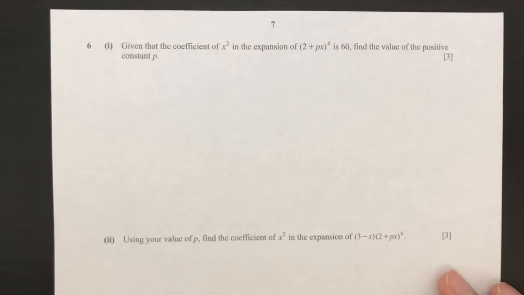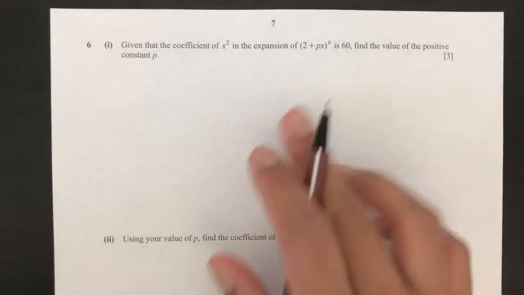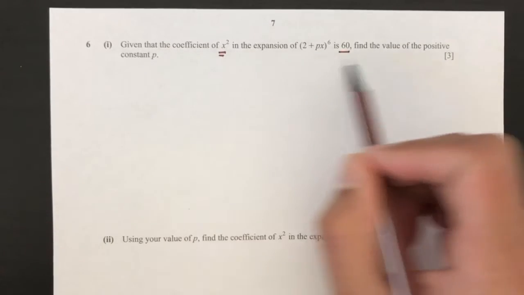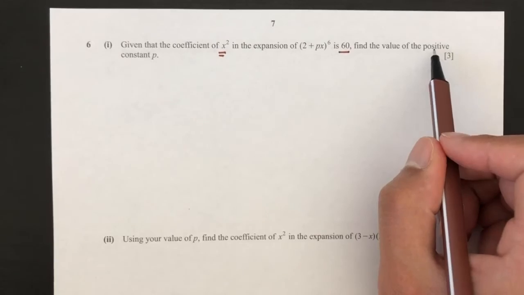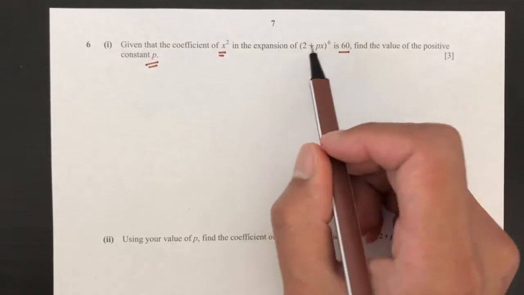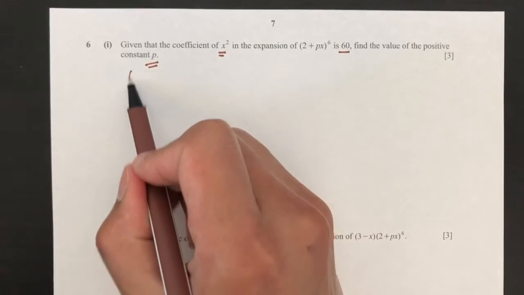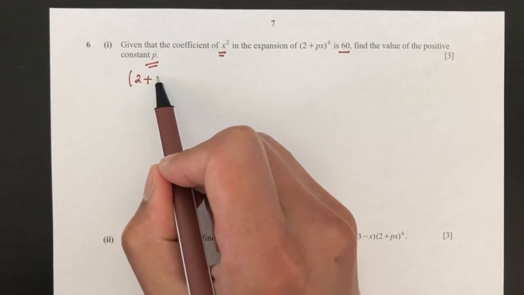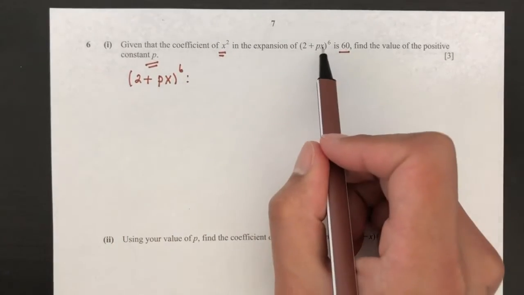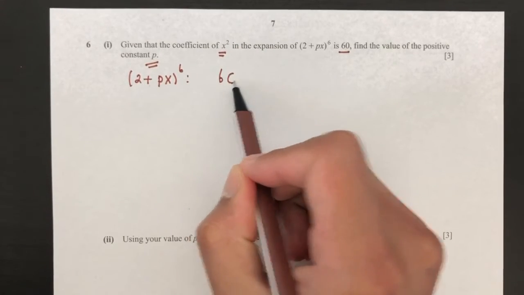Now, question number 6. Given that the coefficient of x squared in this expansion is 60, find the value of the positive constant p. So if you were to expand this, the term in x squared has to give you this value. So let's do that. So (2 + px)^6, we have to choose a term where we have x squared. So we have to do 6, choose what number.